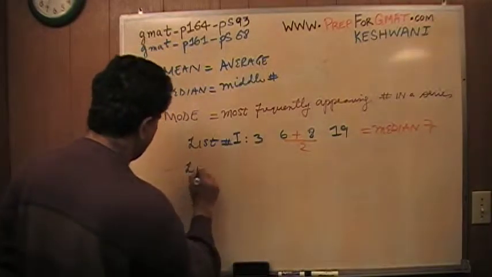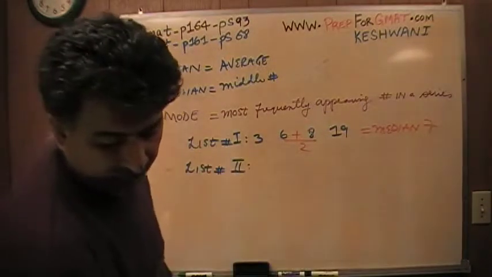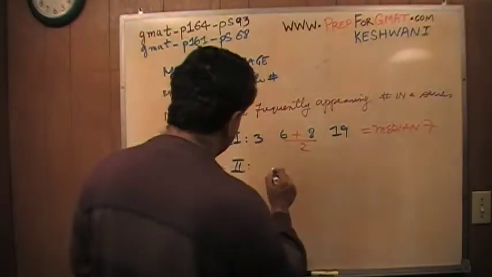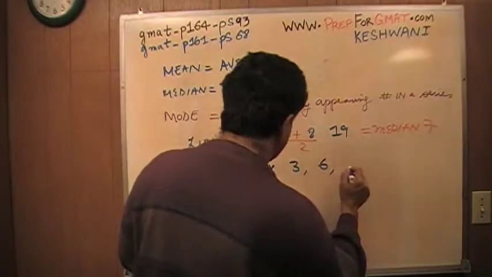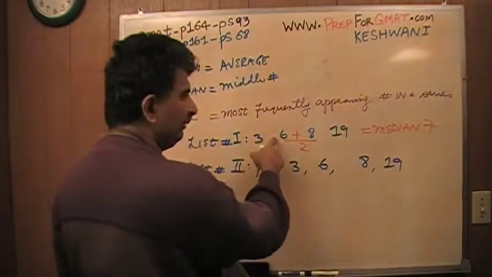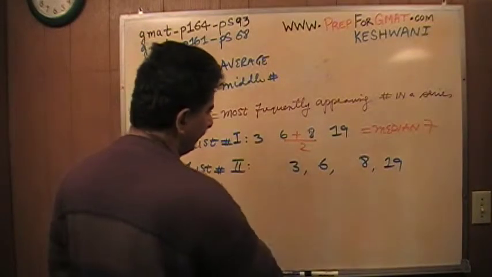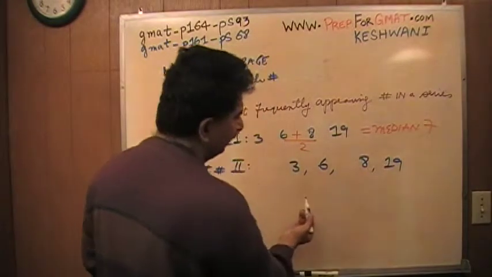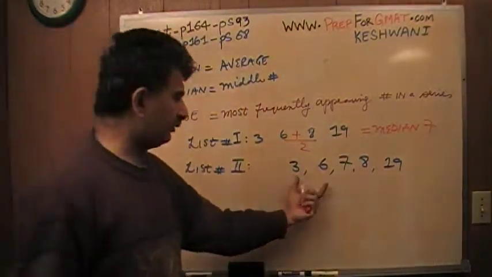Now that we know the median of list 1 is 7, let's look at list 2. List 2, we are told, also has the same median, which means the median has to be 7 here. So we have our x, our 3, 6, 8, and 19. The 7 has to go in the middle in order to be the median, because you need 2 numbers on this side, 2 numbers on that side.